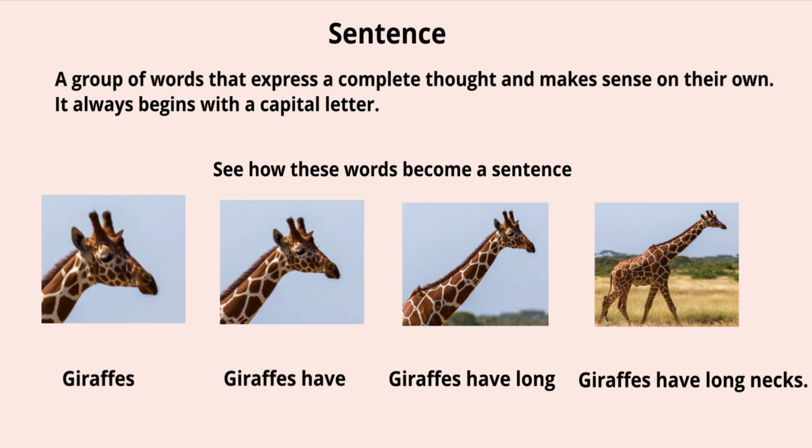In the first picture, you just see a small part of the giraffe, right? Giraffes. In the second one, giraffes have. In the third one, what do you see? You see something long, right? Giraffes have long. In the final picture, you are able to see the long neck of the giraffe. So, giraffes have long necks. That is how these words became a complete sentence.